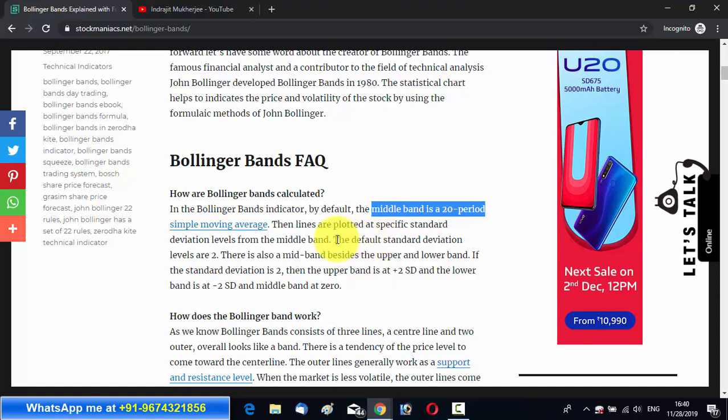And how are the upper band and the lower band calculated? By default, the standard deviation level is taken as 2. So the upper band is the middle band plus 2 standard deviations, and the lower band is the middle band minus 2 standard deviations. So this is how the bands are calculated.